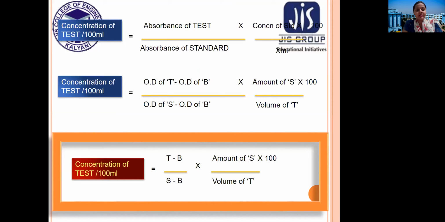The same thing is being discussed over here: concentration of test and in 100 ml.